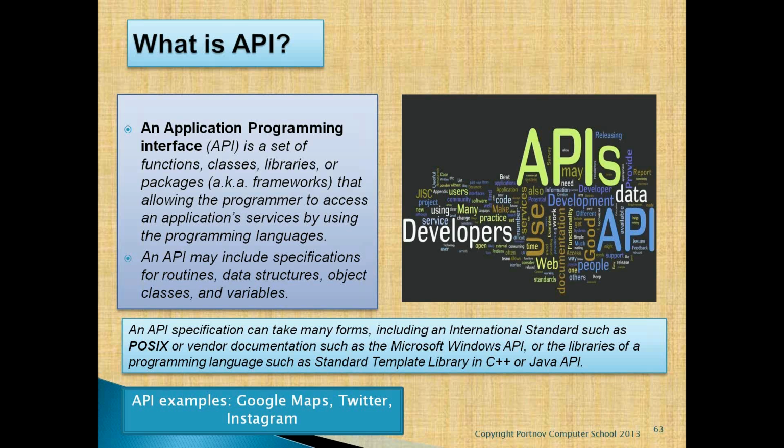But generally, again, an API is a set of functions, classes, libraries, and packages, which are like small frameworks that allow programmers to access application services by using programming languages. You need to set up in your brain that there are many different levels of APIs, down to the very bottom of the system. But from the tester's perspective, we work with lightweight APIs, which are close to applications and services. The best examples for you are Google Maps, Twitter, or Instagram. Everybody understands the principle.